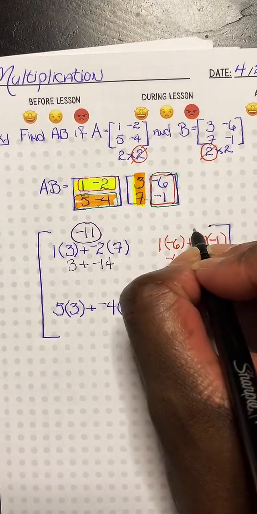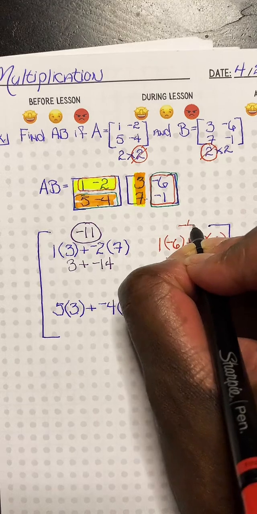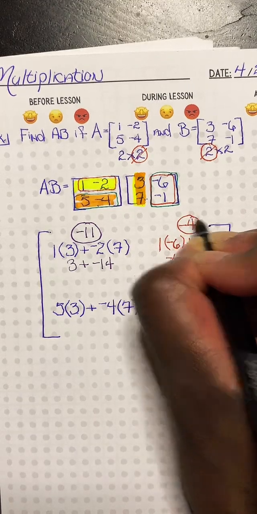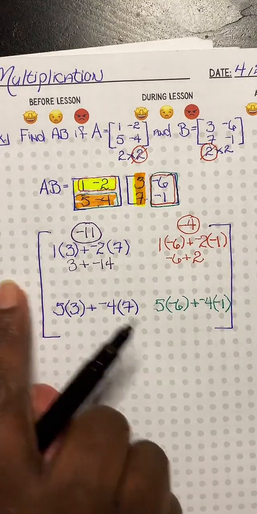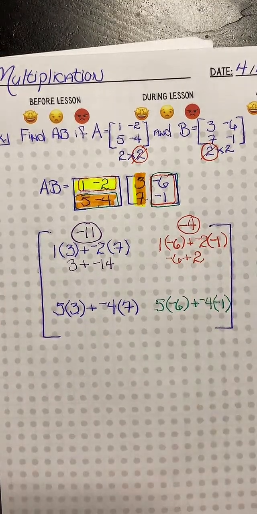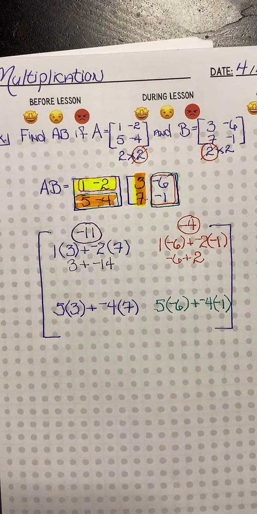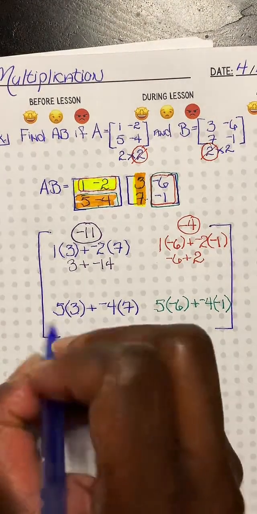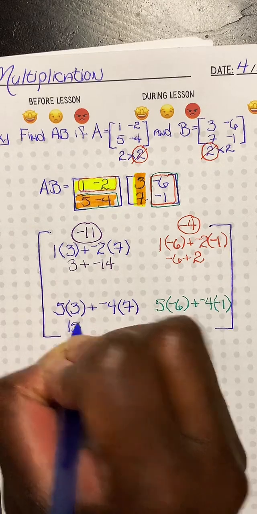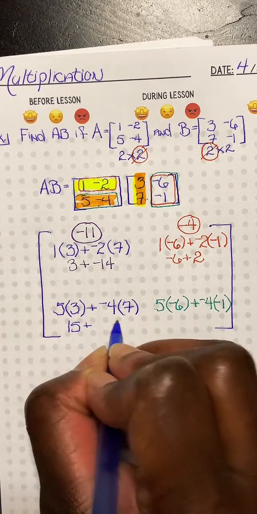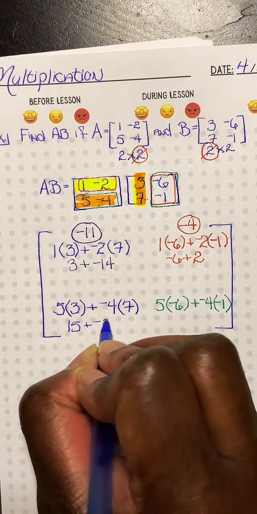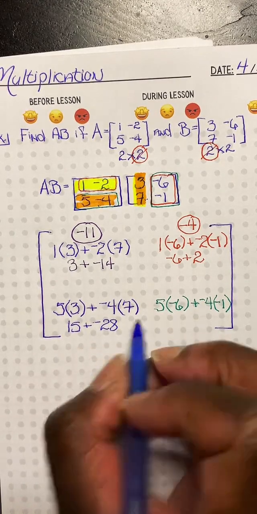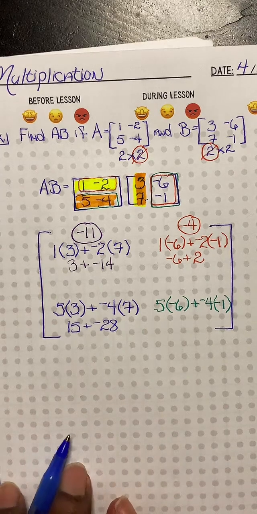So, yes, we got that -4. The element in that first row, second column is a -4. Now, let's go to the second row. Keep running out of pens. We have 5 times 3 gives me 15, plus -4 times 7 gives me -28. What's 15 minus 28?